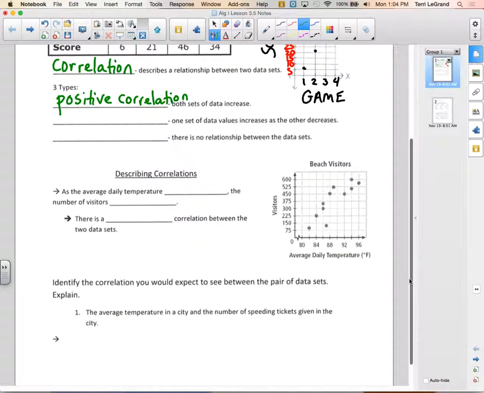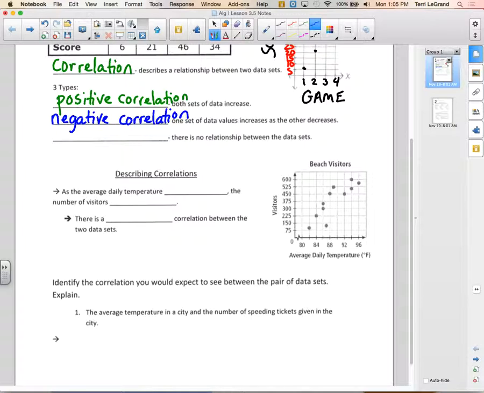Okay, what happens then if as you're going across this way, as the x value, that data set is increasing, but the other one starts up here and comes down as you go across the graph? What kind of correlation is that, Carly? Negative. That's negative correlation. As one increases, the other decreases. And notice it doesn't say they both decrease. Only one of them is decreasing while the other is increasing.